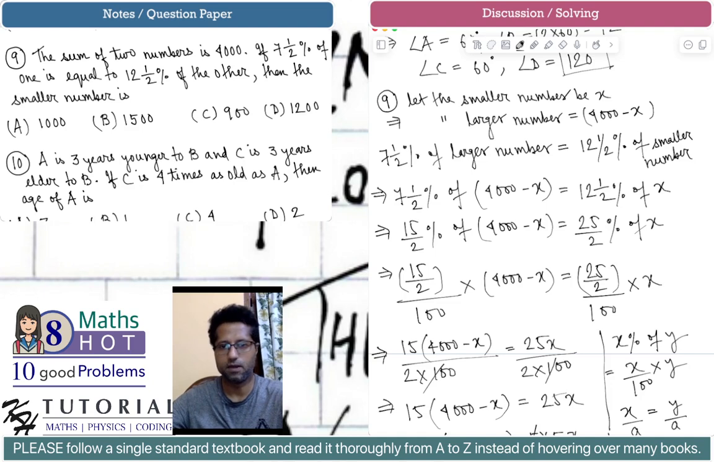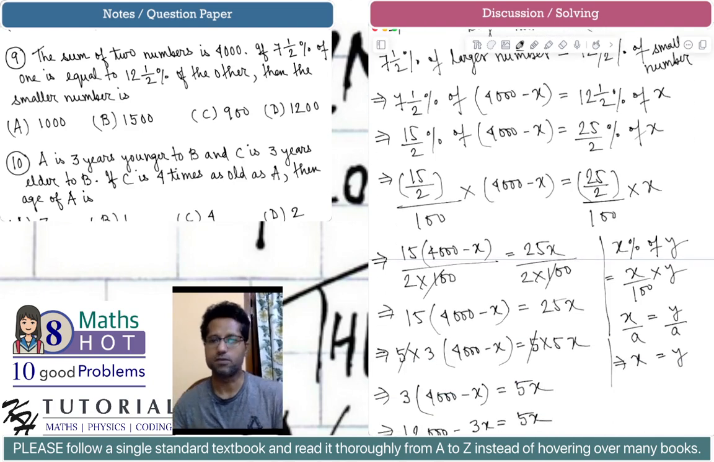So we have 7.5% of 4000 minus x is equal to 12.5% of x. This implies 15 by 2% of 4000 minus x is equal to 25 by 2% of x. Then, after applying the percentage and simplifying, we get 15 by 200 multiplied by 4000 minus x is equal to 25 by 200 into x.